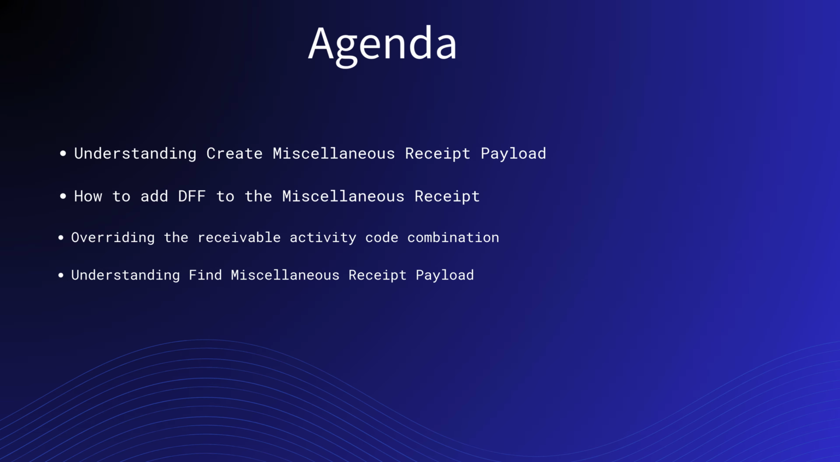Then we'll override default distribution linked to a receivable activity. And finally, we'll explore the find miscellaneous receipt operation and understand its payload structure. This will also help us understand how to create a complex where clause when searching for receipts.